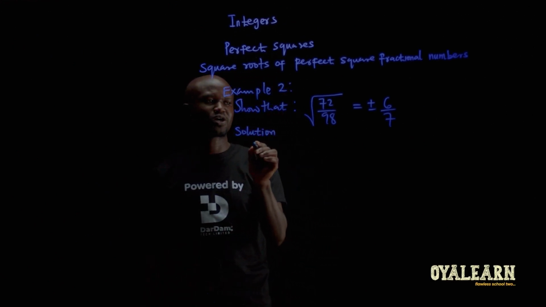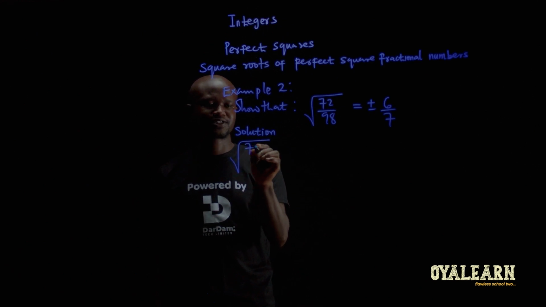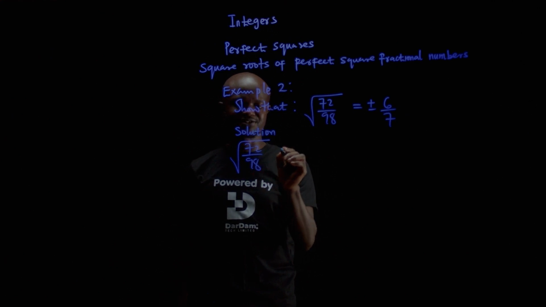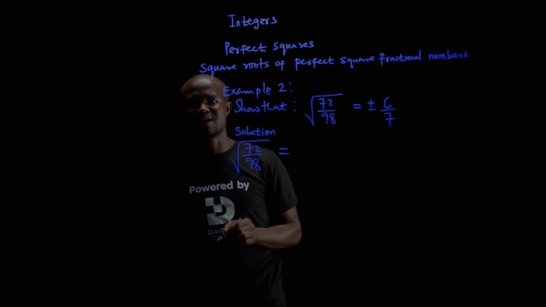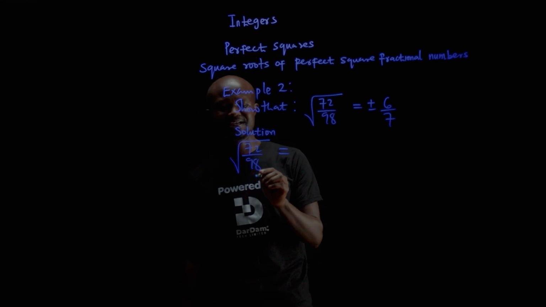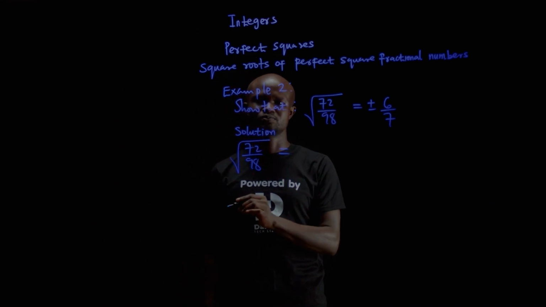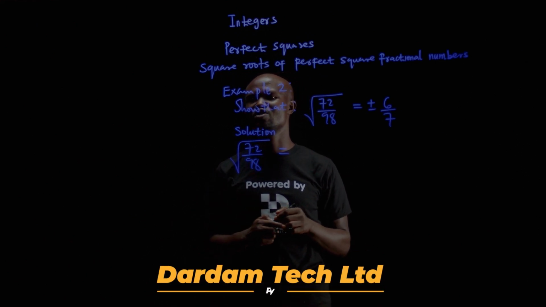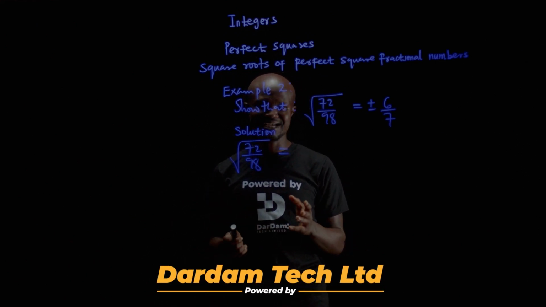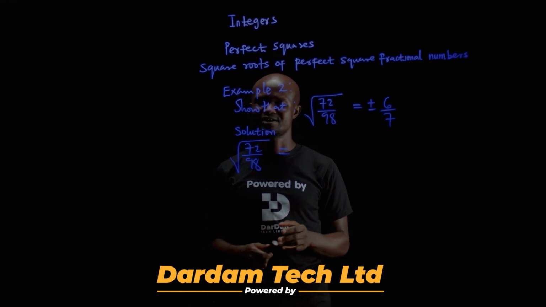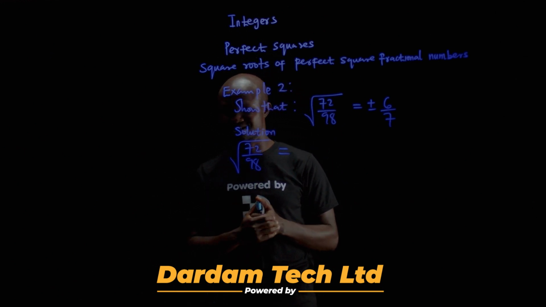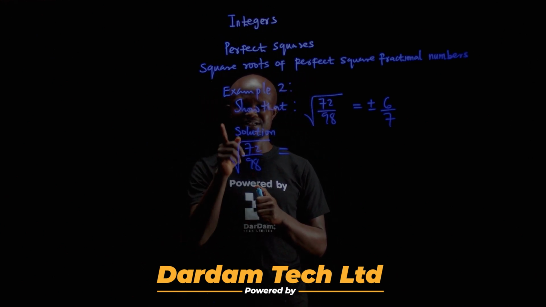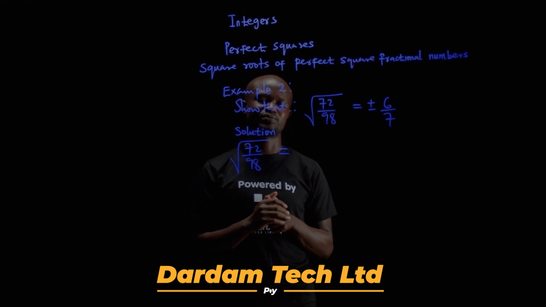Now, we have the square root of 72 divided by 98. We can reduce this first. What number will divide both 72 and 98? 2. Because 72 is not a perfect square, and 98 also is not a perfect square, we reduce this so that we can have perfect square numbers at the numerator and also at the denominator.